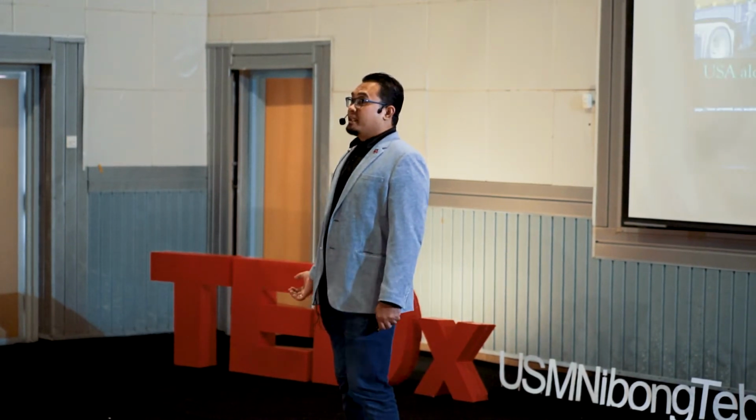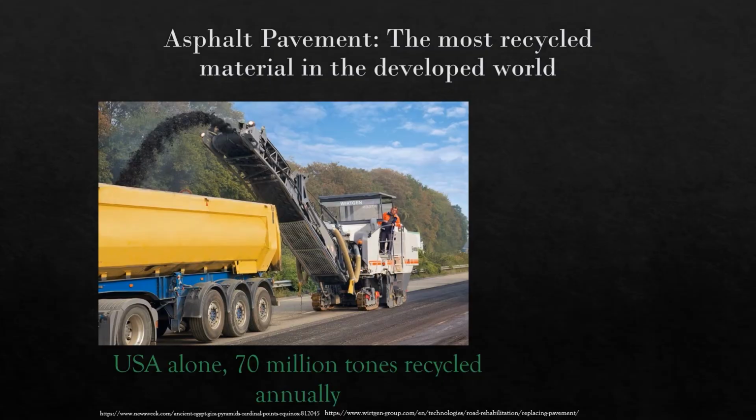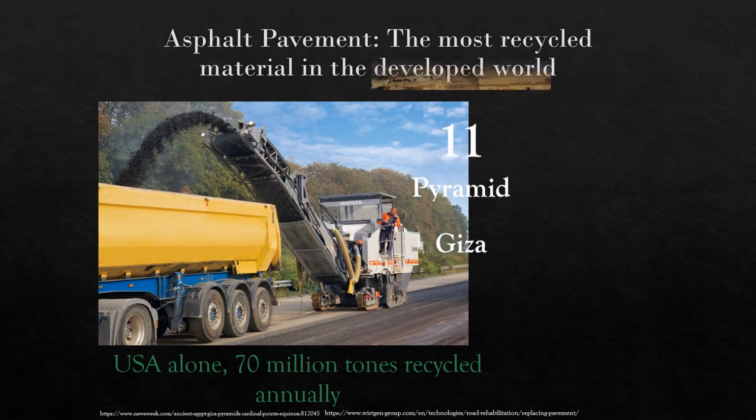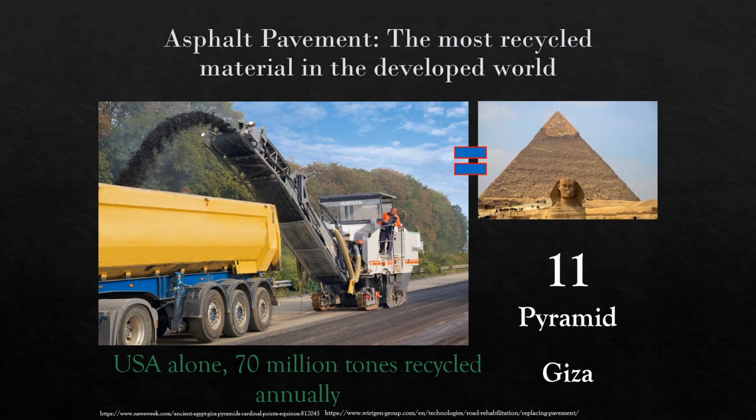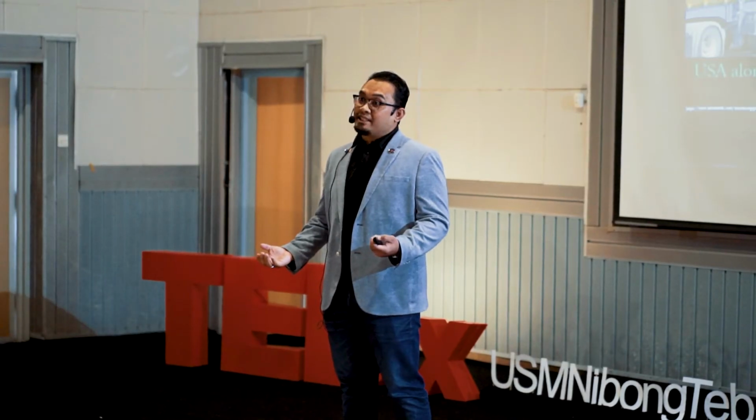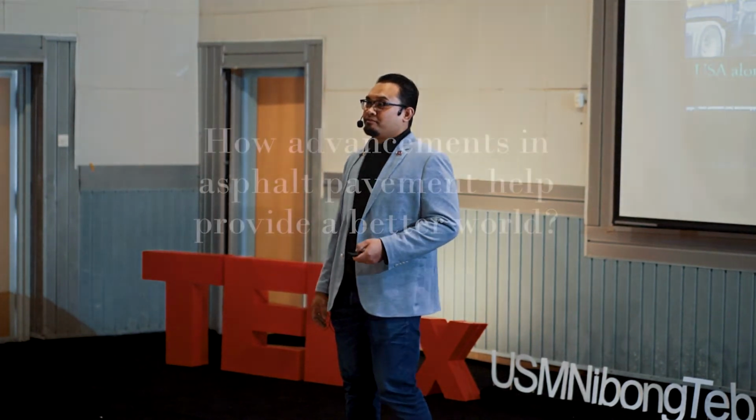For your information, asphalt pavement is the most recyclable material in the world. In the United States alone, 70 million tons of asphalt pavement is recycled annually. That is equivalent to 11 Pyramids of Giza. It's interesting, right? Maybe you thought that plastic is the most recyclable material, but it is asphalt pavement.